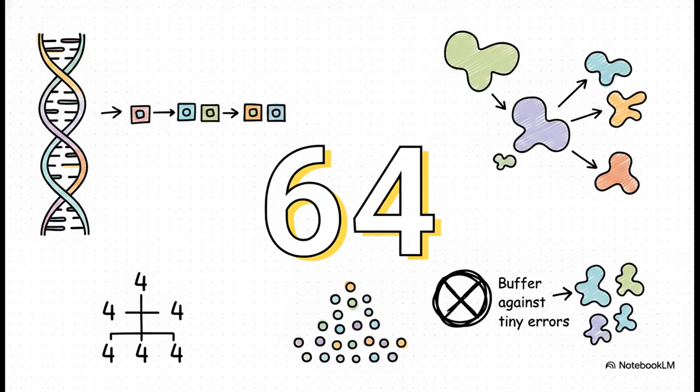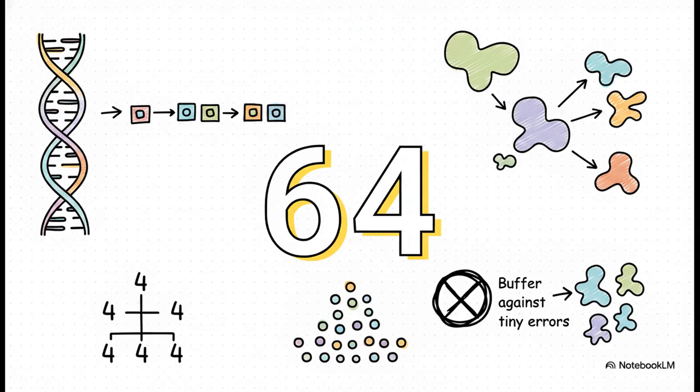Well, the math actually gives us the answer, and that answer is 64. You see, the genetic code is read in triplets, little 3-letter words called codons. Because we have 4 possible RNA letters and they're arranged in groups of 3, the math works out to 64 possible combinations. That is more than enough to specify the 20 amino acids we actually need.